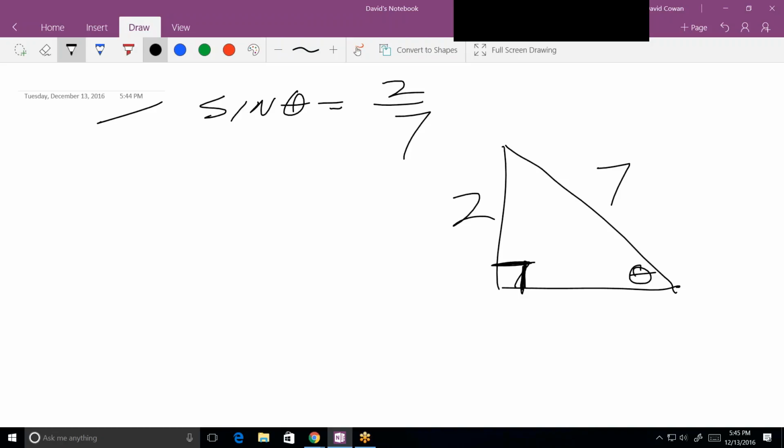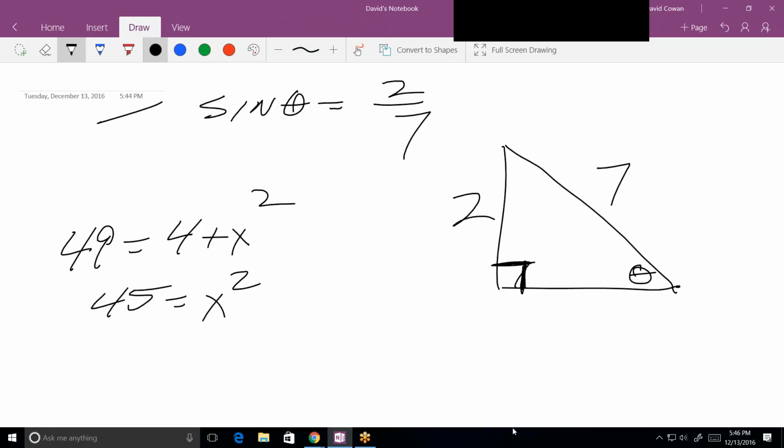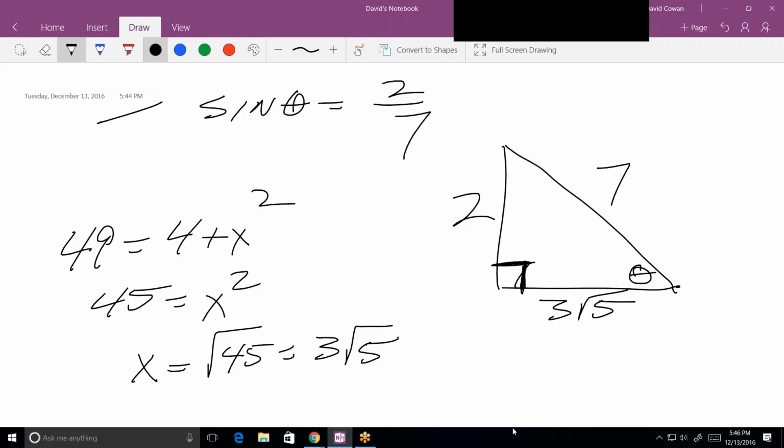Now, use the Pythagorean theorem to come up with this side. So you would put 49 equals 4 plus x squared. So that's 3√5. Now that you've dimensioned all three sides, you can easily go in and give me all 6 trig functions.